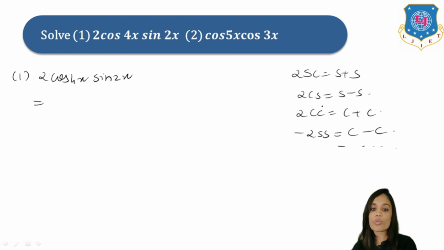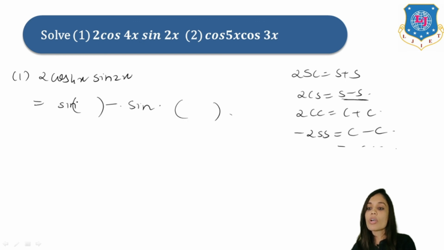That is, we have 2cs. So answer will be sine minus sine. Now in this just you have to add and subtract. Don't divide by 2. So 4x plus 2x, and here what will come? 4x minus 2x. So our final answer will be sine 6x minus sine 2x.